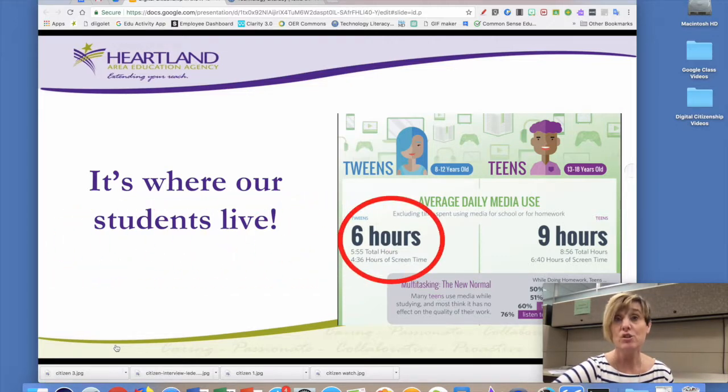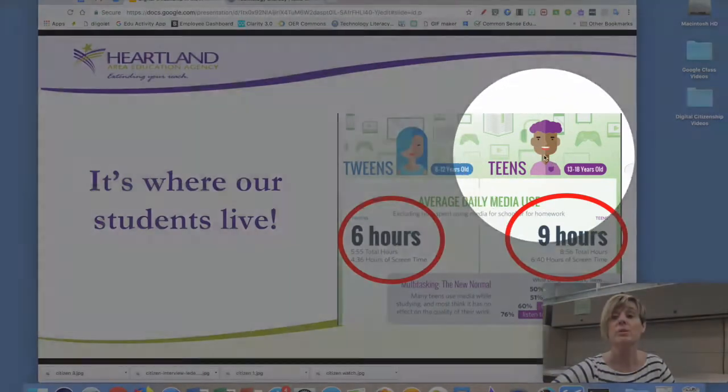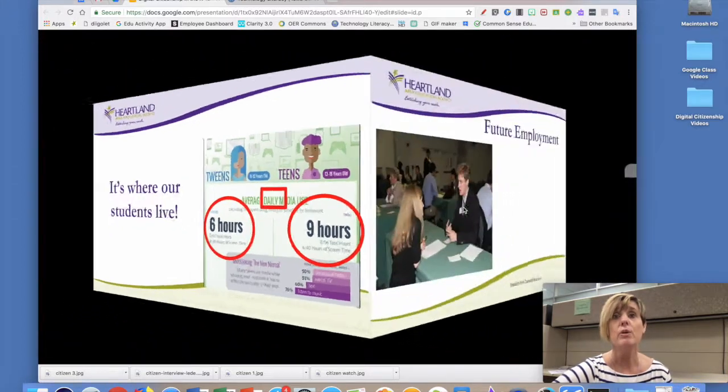You may be shocked to see that tweens, and you can see that tweens are defined as between 8 and 12 years old, that these tweens are spending 6 hours a day on some sort of device. It gets worse when we get to teens, and notice we define teens as 13 to 18-year-olds. These kids are spending 9 hours a day with some sort of screen. That's amazing. There are only 24 hours a day, and how many hours are they awake? And then the other thing is to remember, this is daily use. So if our kids are spending that much of their time, their days, their lives, shouldn't we be addressing that as educators? I would argue yes.